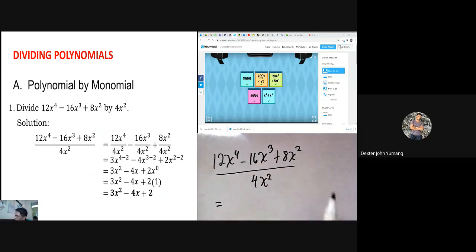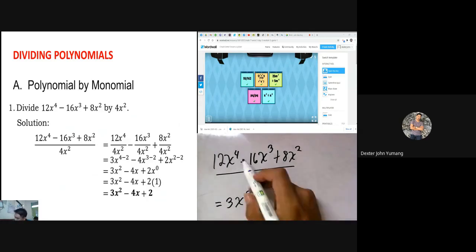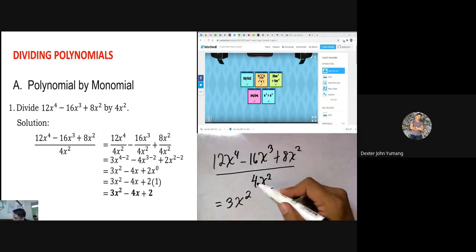Ito po ang unang gagawin. Yung number, i-divide kay number. 12 divided by 4. Ilan po? That is, of course, 3. Next, yung x fourth and x squared, pareho sila ng base na x. So, kopyahin ang x. Tapos, si 4 minus 2, magiging 2 na siya. Again, 4 minus 2. Take note, kapag nagmumultiply kayo ng polynomials, i-add ang exponent. Pero pag nagdi-divide na kayo, isa-subtract na po natin. Yun po ang difference ng dalawa. So, 4 minus 2, that is 2. Tama? Next, 16 divided by 4.